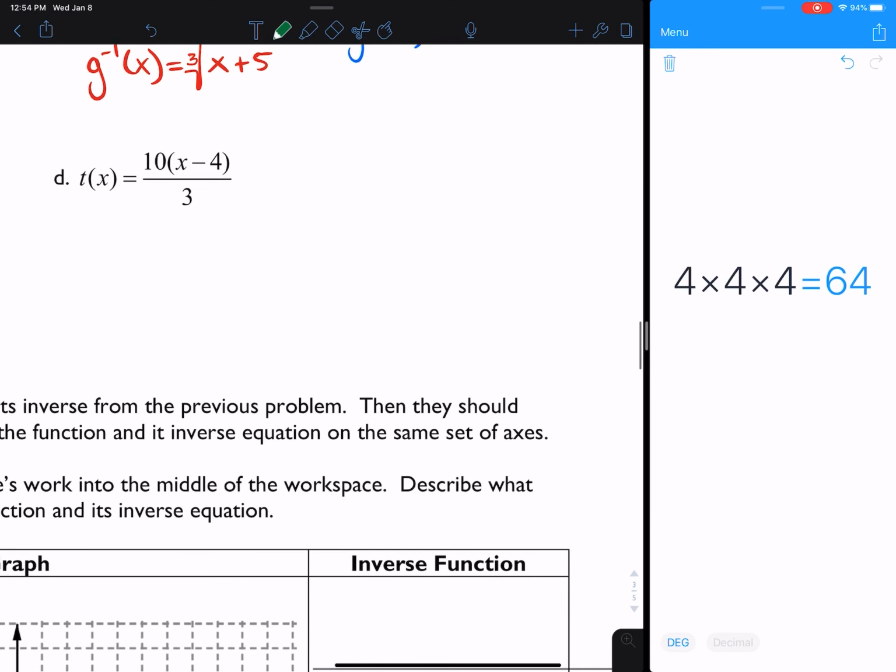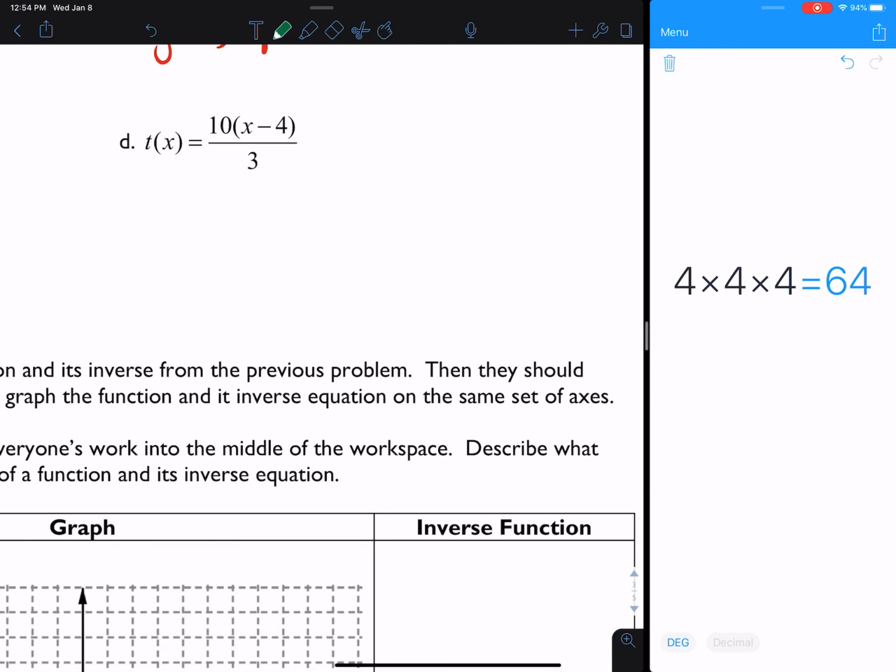Okay. So in the last problem, I'm going to go ahead and list the operations. First thing, I'm going to subtract. The input is being subtracted by 4. It's being multiplied by 10. It's being divided by 3. Okay, that's what the function is doing.